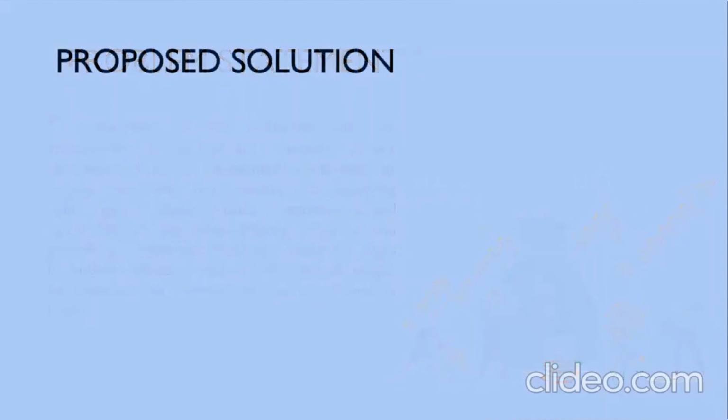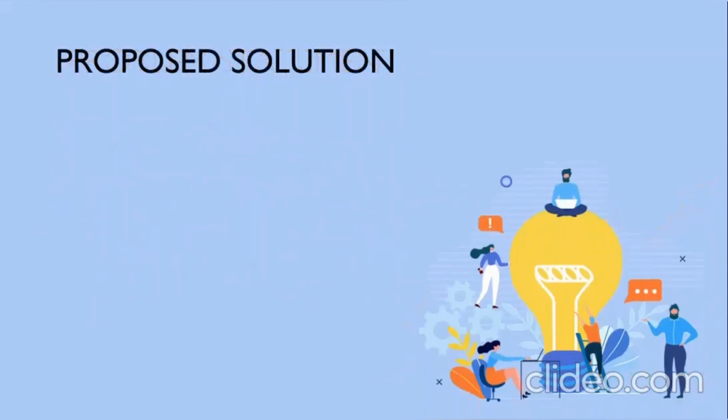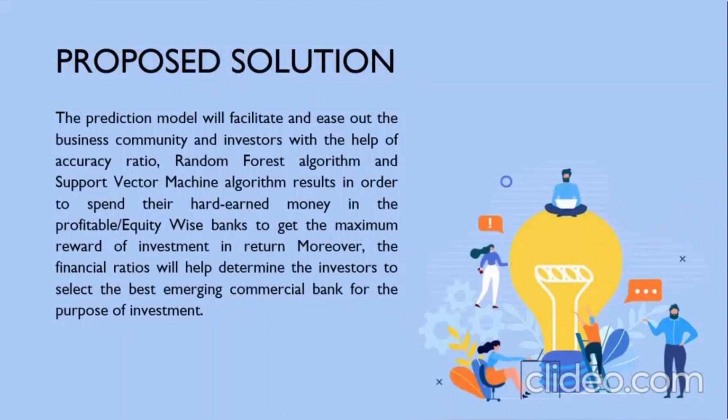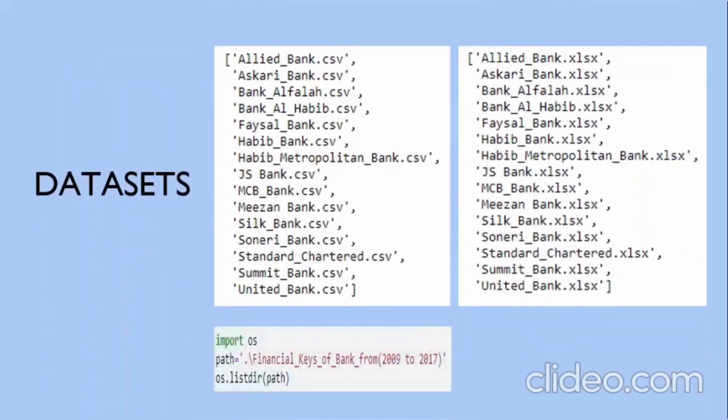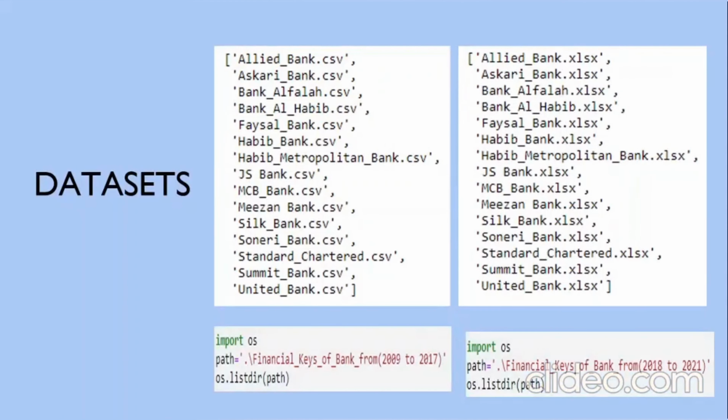The solution that we have provided is a prediction model using the random forest regression and support vector machine regression algorithms. By judging the accuracy ratio on each bank, we predict the best bank. And these are the data sets of the 15 Pakistani commercial banks from 2009 to 2021.